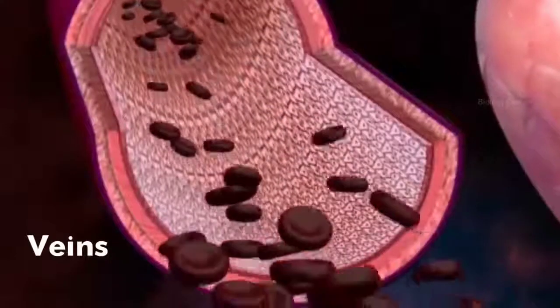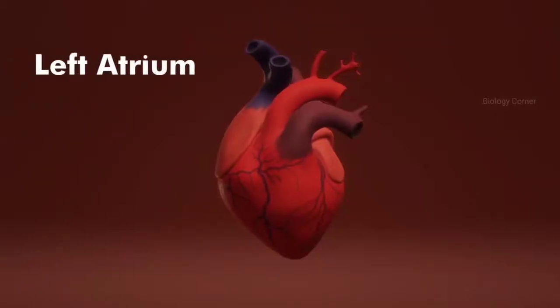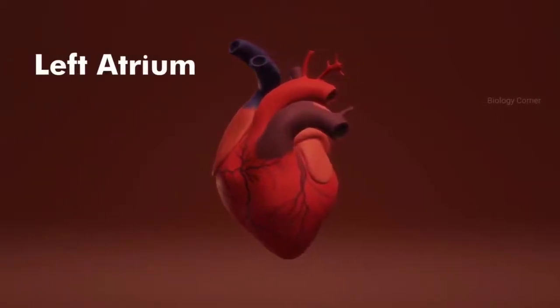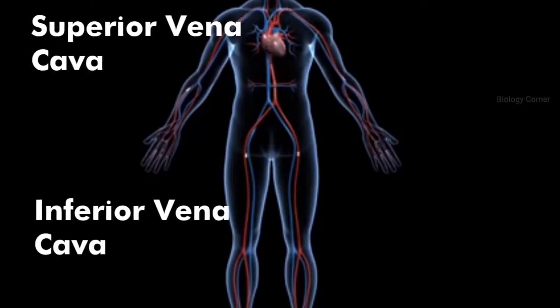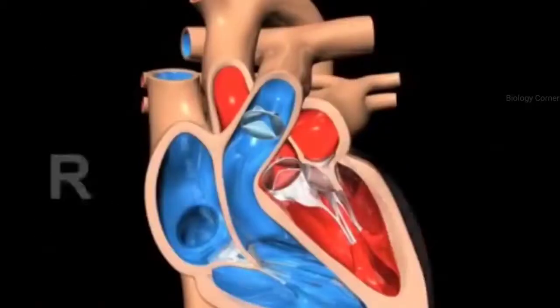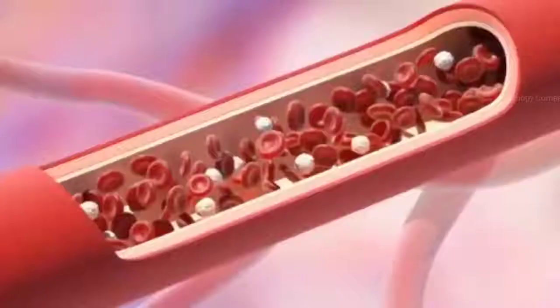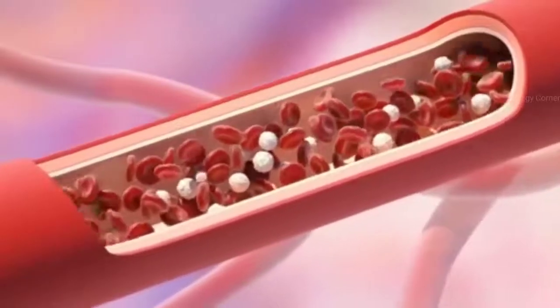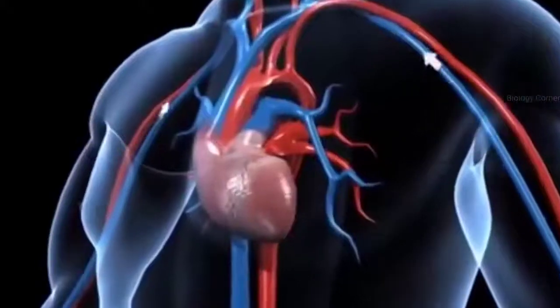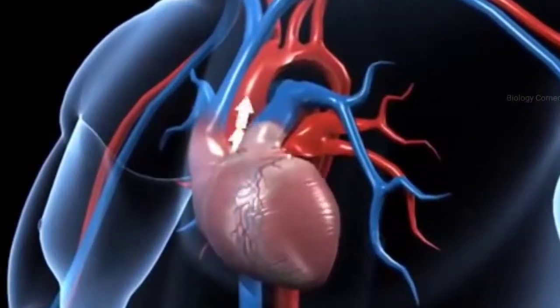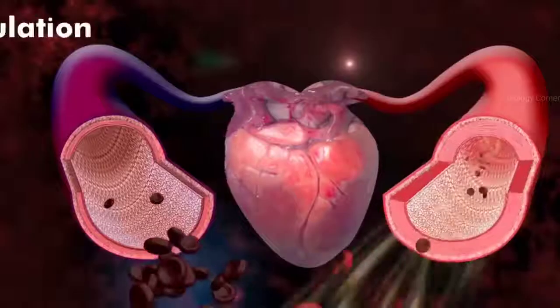Pulmonary veins from the lungs carry oxygenated blood to the left atrium of the heart. In addition, two larger veins, the superior vena cava and the inferior vena cava, receive deoxygenated blood from the whole body and put it in the right atrium of the heart. This circulation in which oxygenated blood from the heart circulates throughout our body and then deoxygenated blood is brought back to the heart is called systemic circulation.